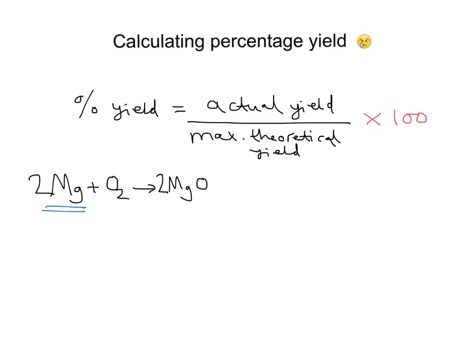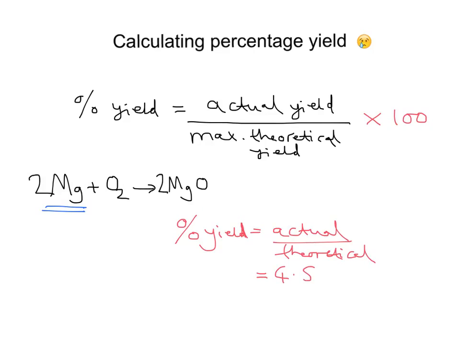And you may be asked, very simply, what is my percentage yield? So percentage yield is the actual over theoretical, which in this example would be, well, my actual, I said, was 4.5 grams. My theoretical, what I could get, was 5.0. And if I work that out and then times that by 100, that comes out as 90%. And it's that simple. That's how you work out percentage yield. The actual yield divided by the maximum theoretical yield times 100.